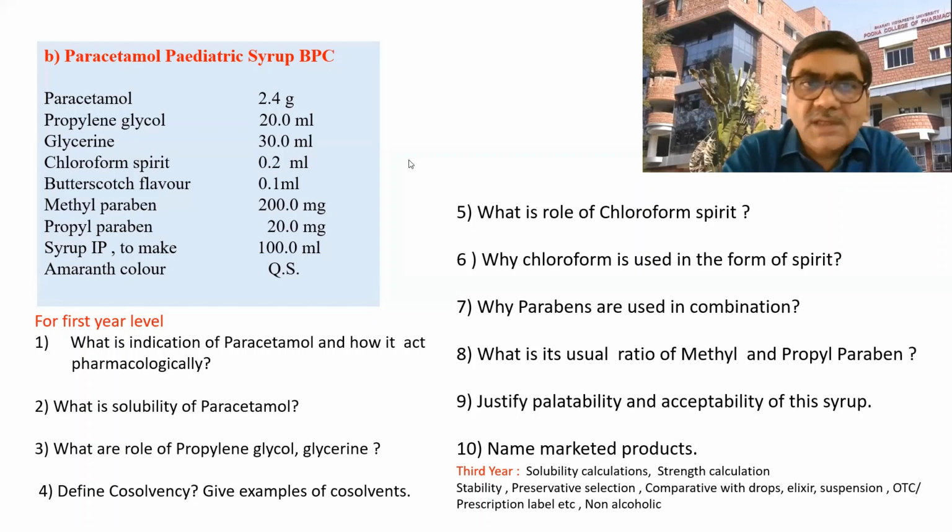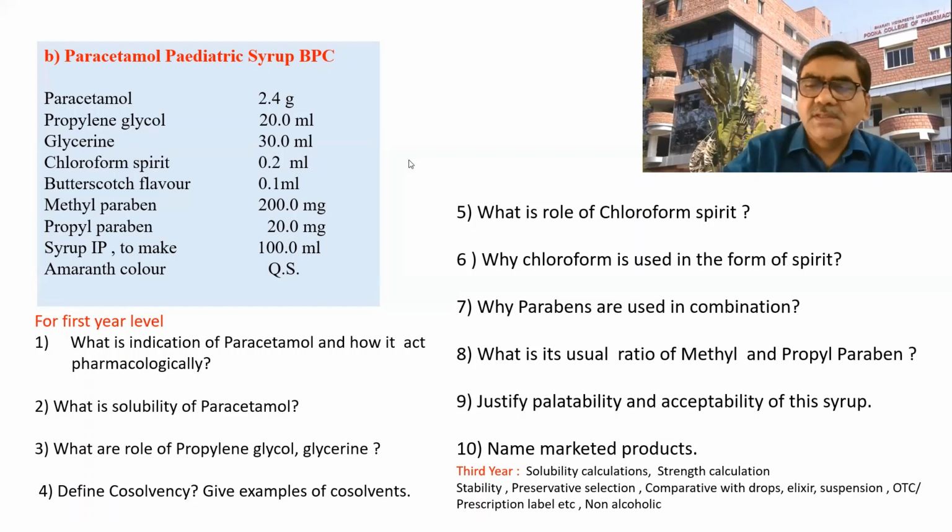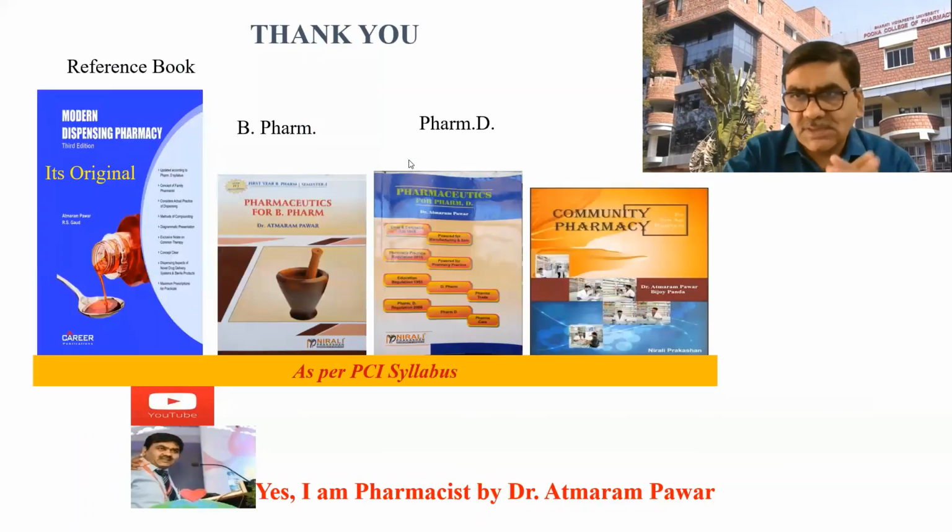Then the stability aspect, the pH of the preparation, selection of preservatives, how the preservative will be effective, whether the chloroform acts as a preservative or not, whether the methylparaben and propylparaben will act as preservatives or not, or whether we can change that. Also the comparison between paracetamol drops, paracetamol elixir, paracetamol suspension, OTC product, prescription product, and their label conditions. All this is part of third year. So we should separate third year and first year, but for first year, these 10 questions are more than sufficient. So have more detail on this.